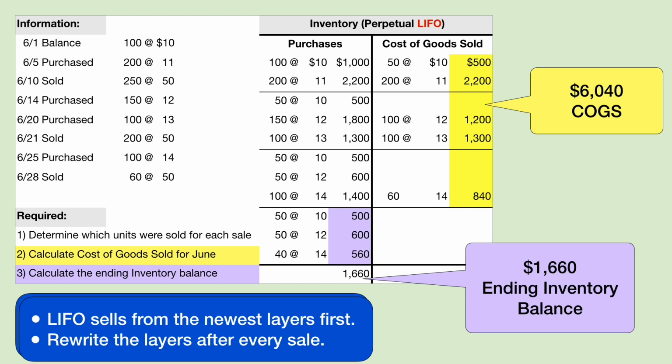The ending inventory balance would be the sum of those last three layers in purple, 1,660, and the cost of goods sold would be the sum of those yellow numbers, 6,040.